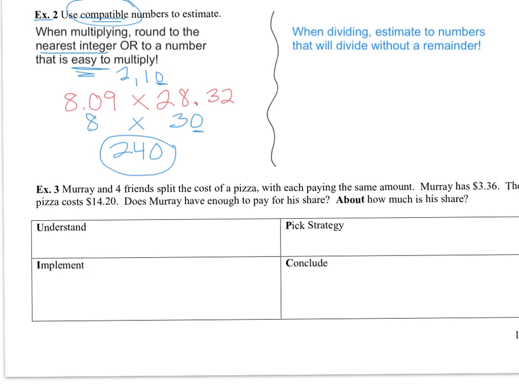Okay, on the other side, we're going to talk about dividing. I wrote another note I want you to write down. So when dividing, we're going to estimate two numbers that will divide without a remainder. Okay, so it's going to be very helpful if you know your math families, and think of numbers that will divide evenly. So I'm going to give you an example here.